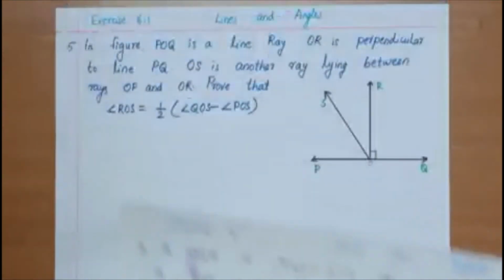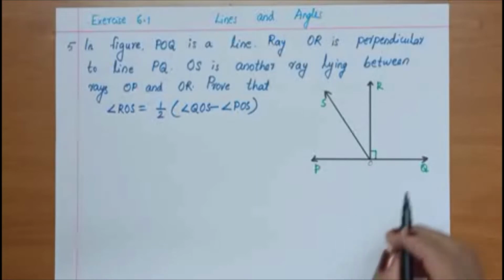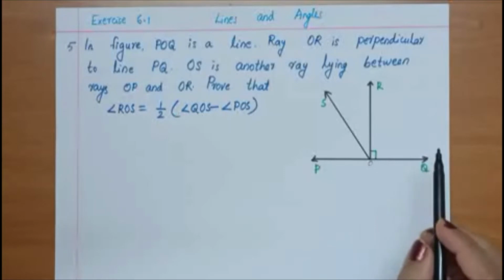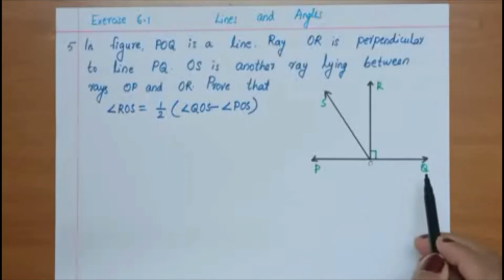Now question number 5. In the figure, POQ is a line. Ray OR is perpendicular to line PQ. OS is another ray lying between rays OP and OR. Prove that angle ROS equals half of (angle QOS minus angle POS). In the figure, POQ is a straight line, and ray OR is perpendicular to line PQ.